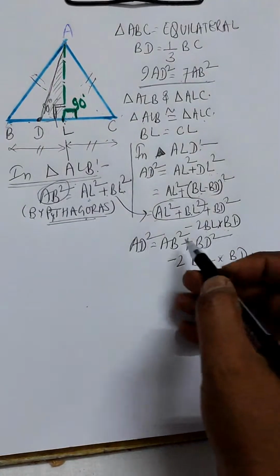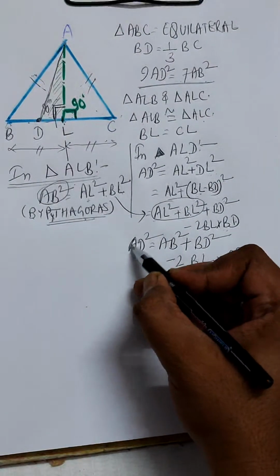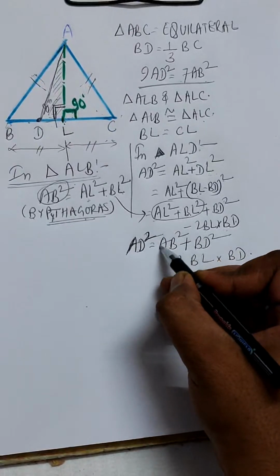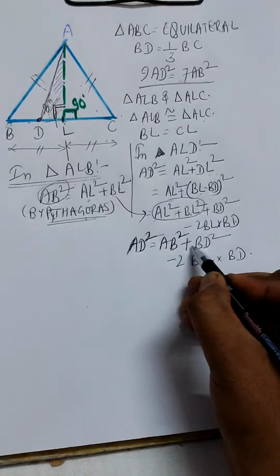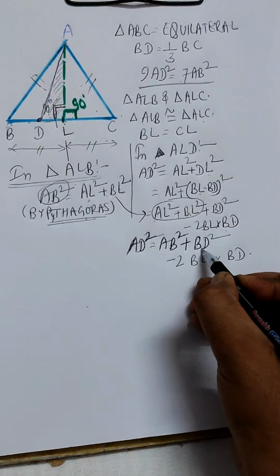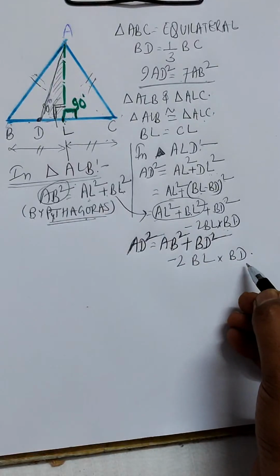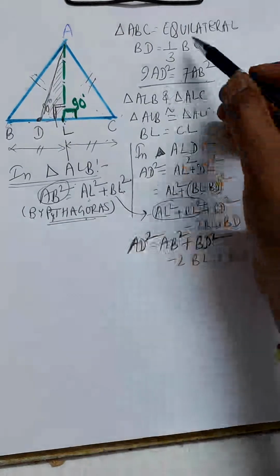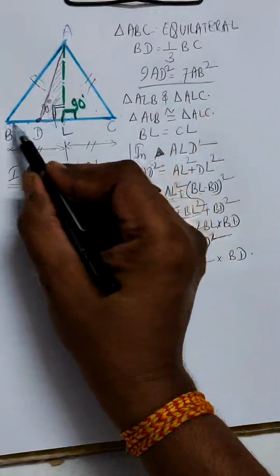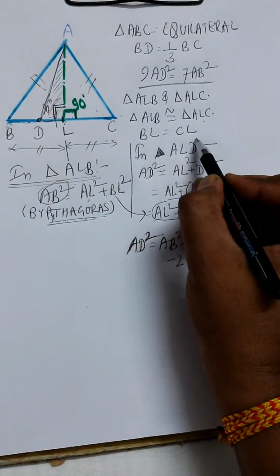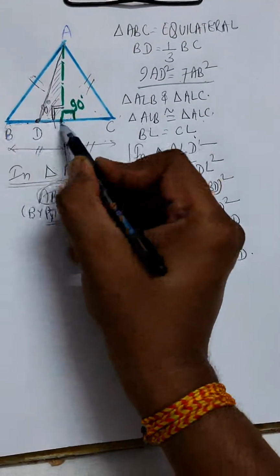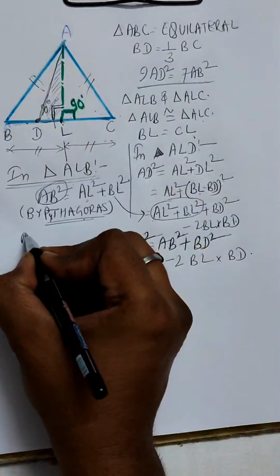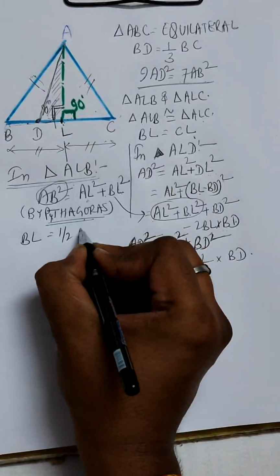Simple. You must have seen this question at many places, but I am taking this question to make you understand the concept which is used over here to solve it. So AB square plus BD square minus 2 BL BD, right? Now here you can see BL. Since we have proved BL equal to CL, we can say that BL is half of BC.